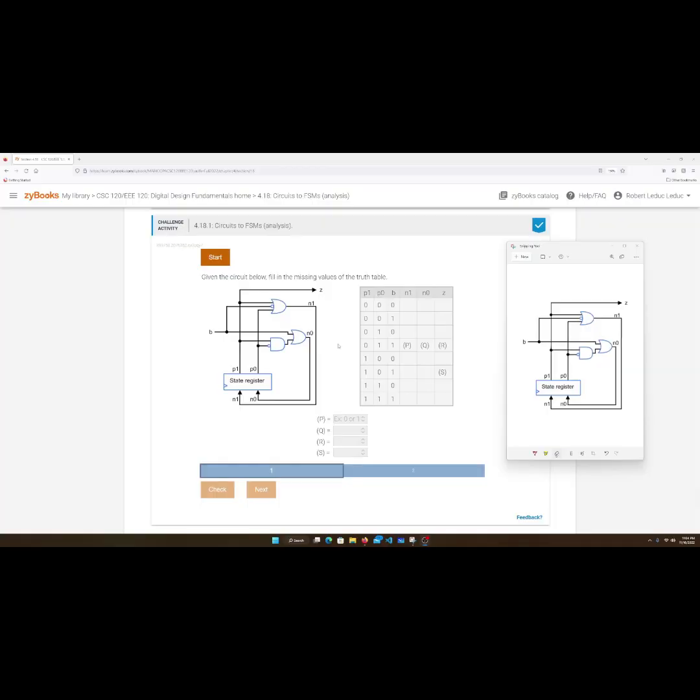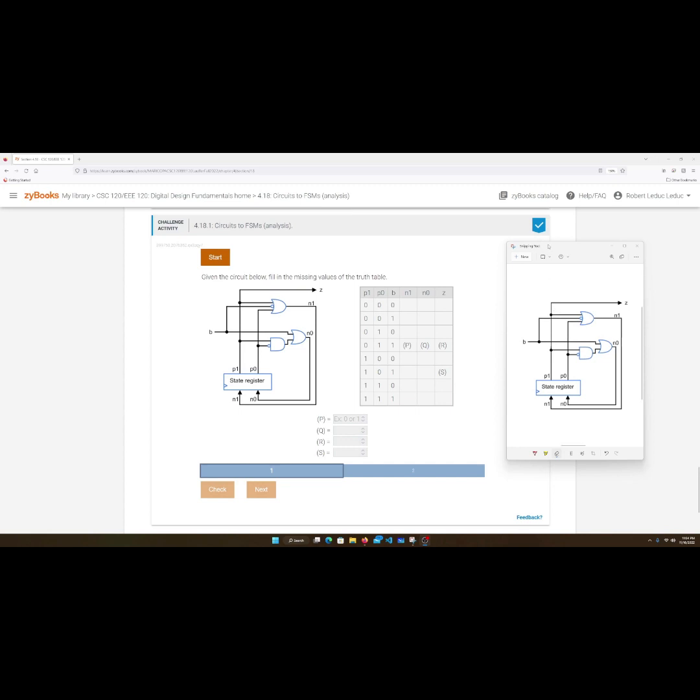This is Robert Leduc, and today I'm going to review challenge activity 4.18.1, Circuits to FSMs. This challenge activity is broken up into two parts. In the first part, they're going to give us a circuit and a partially filled out truth table, in which we're going to have to fill in some missing values.